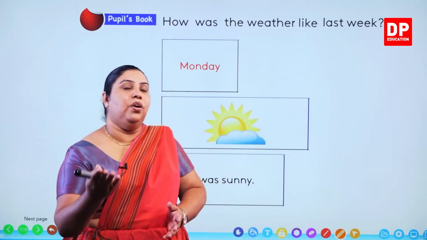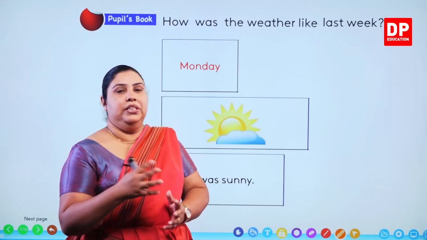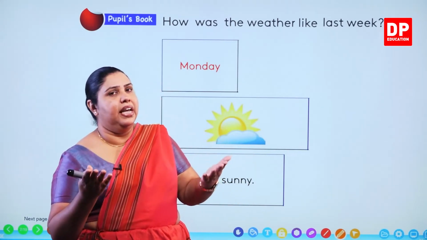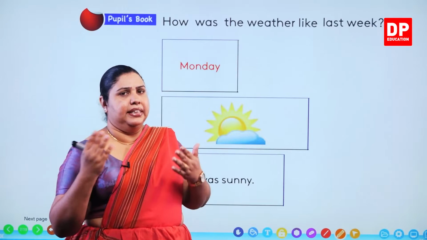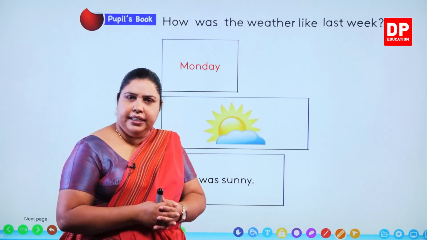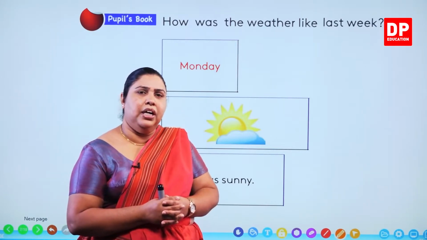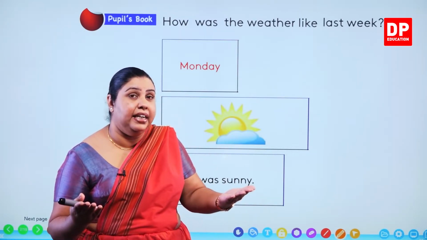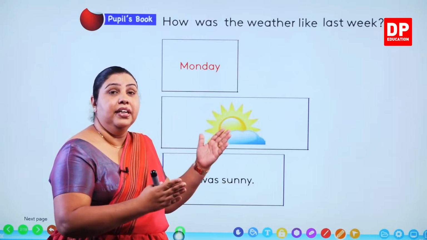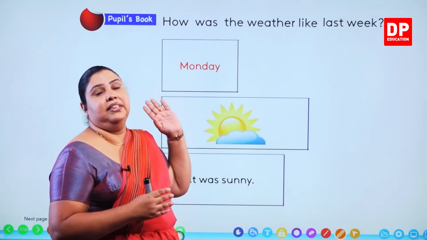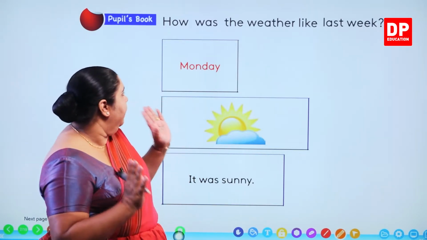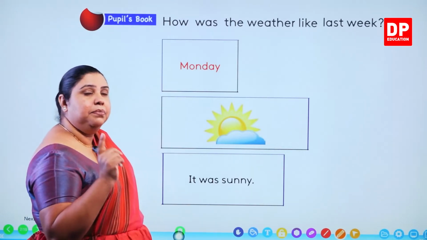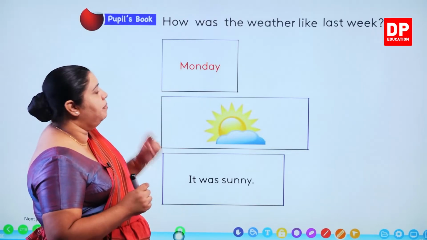Now you have to think of the weather. Okay? How was it? On Monday, how was it? And on Tuesday, then Wednesday, did it rain last week? We are talking about the weather that was last week. Now last week, we are going to start from Monday. Last Monday. Now we have the word Monday.